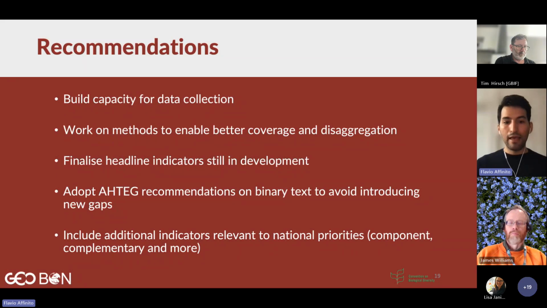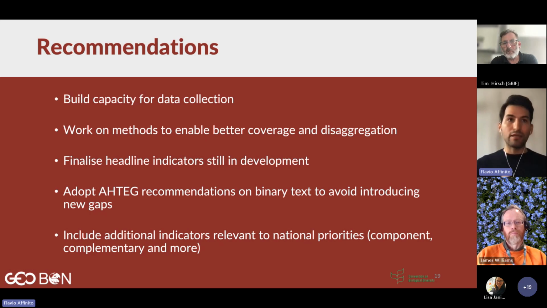underreported targets. And an important consideration for parties is to adopt the RTEC recommendations on the binary text, because the gaps that we identified in this analysis are dependent on this text being kept as it is, or taken with the RTEC's recommendations. If the text for the binary indicators is significantly changed, if new clauses are added in it, or if questions are removed, then this will introduce new potential gaps that we weren't able to assess here.